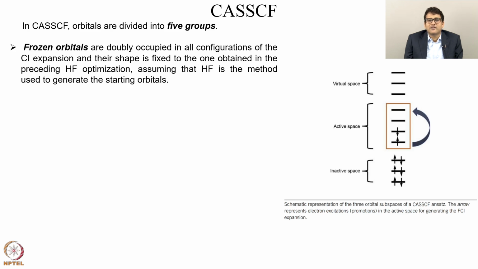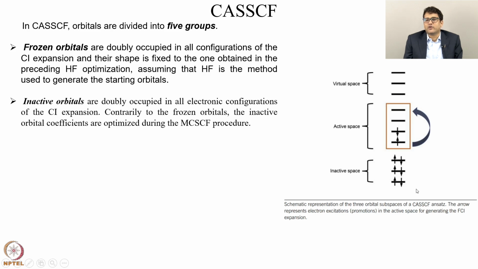We have shown only 3 sets of orbitals here. The frozen orbitals are doubly occupied in all the configurations of the CI expansion, and their shape is fixed to the one obtained in the preceding Hartree-Fock optimization, assuming Hartree-Fock is the method used to generate the starting orbitals. So, basically the orbitals below the inactive space are what is frozen.